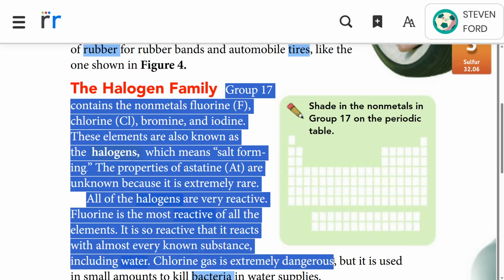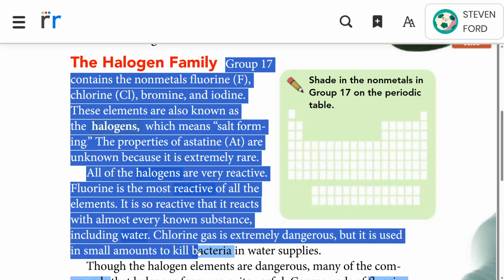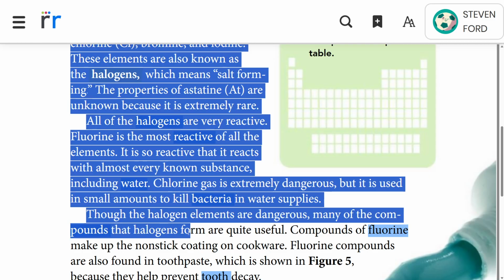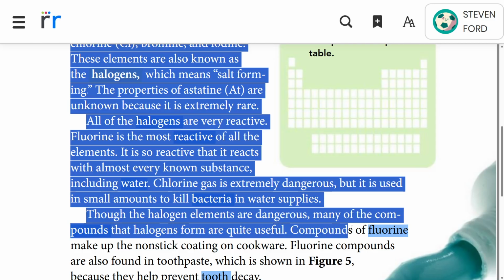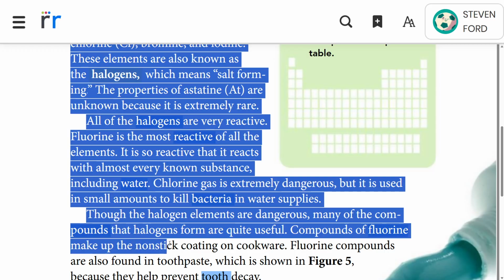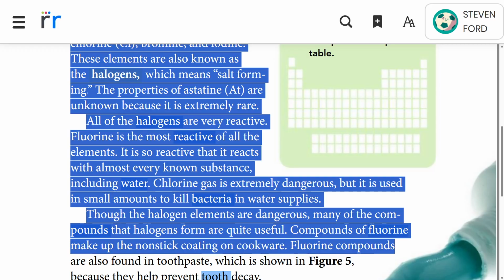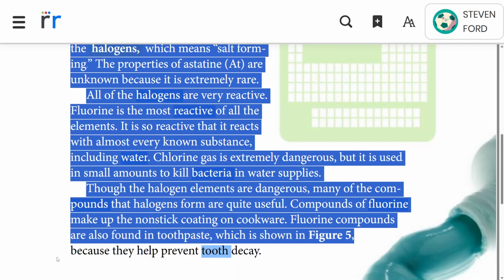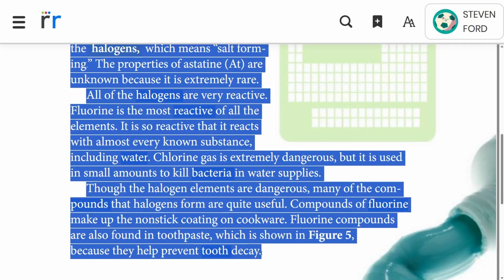Chlorine gas is extremely dangerous, but is used in small amounts to kill bacteria in water. Although halogen elements are dangerous, many of the compounds the halogens form are quite useful. Compounds of fluorine make up non-stick coating on cookware. Fluorine compounds can also be found in toothpaste, which is shown in figure 5, because they help prevent tooth decay.